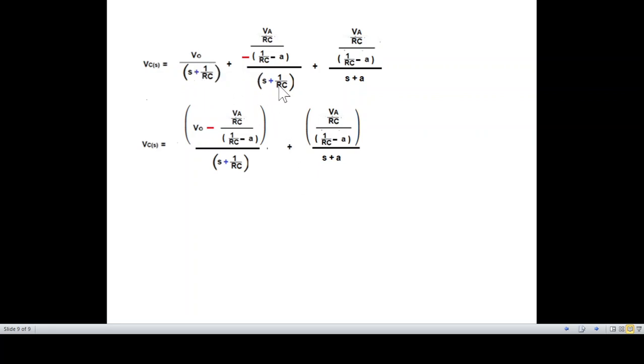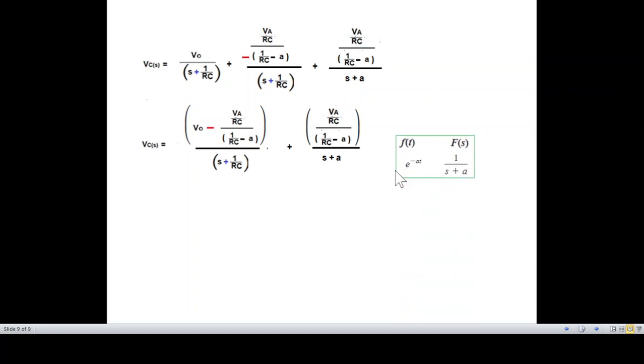So we were here. And now from both of these, since the denominator is the same, we can write it like this, that is V0 minus this term divided by the denominator S plus 1 over RC. And the last term remains as it is. And now just imagine that this is one constant, this is another constant, and we have S plus 1 over RC and S plus 1 at the denominator. So now we can take the inverse Laplace transform.